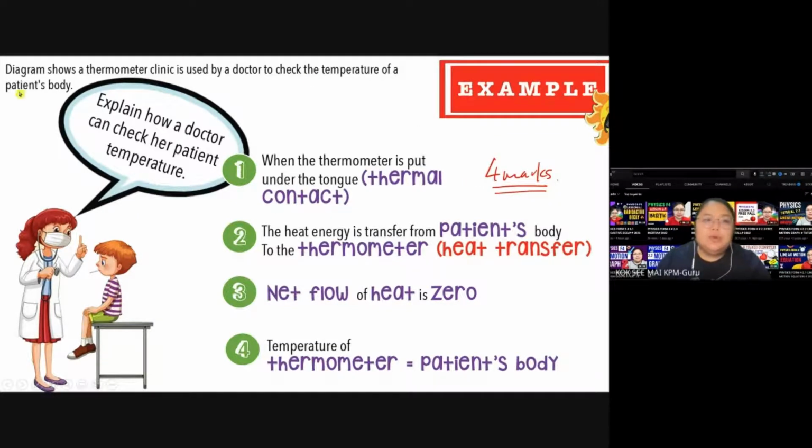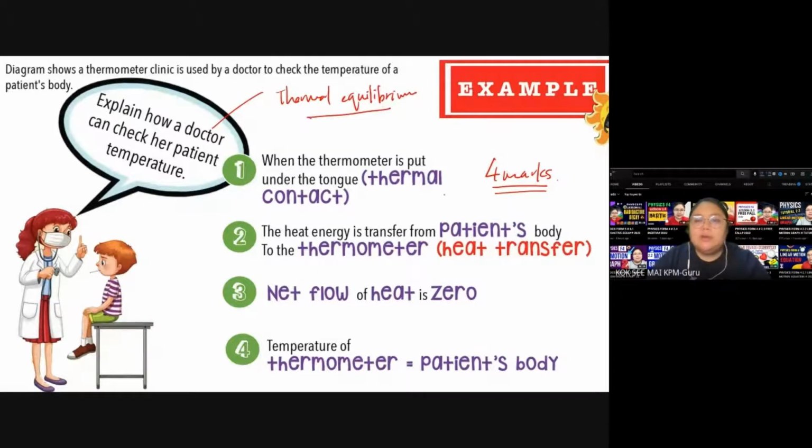So they just show you a diagram. They show the thermometer in the clinic that is used by the doctor to check the temperature of the patient's body. Explain how the doctor can check the patient's temperature. So they call it explain. So explain by using a principle. What principle do we use? The principle concept we use is thermal equilibrium. This one you must mention when you go to explain.